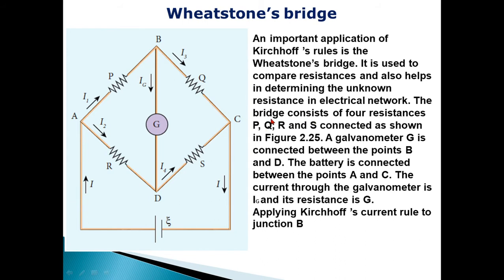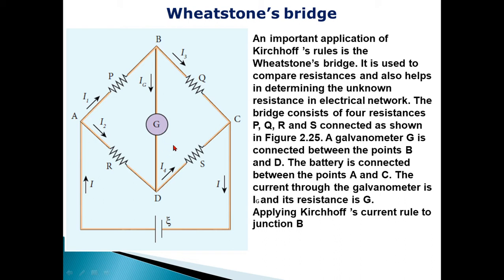So the bridge consists of 4 resistances P, Q, R and S connected as shown in the figure. A galvanometer G is connected between the points B and D. The battery is connected between the points A and C. The current through the galvanometer is represented as Ig and its resistance is capital G.